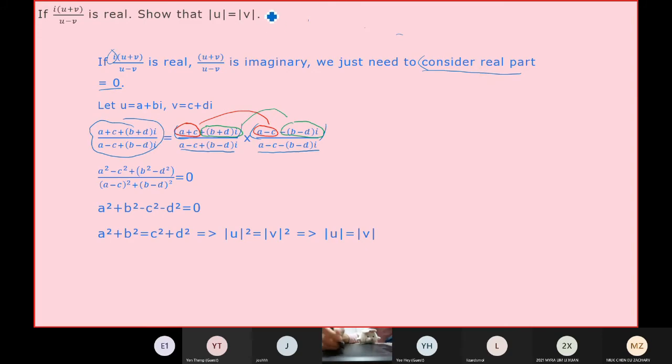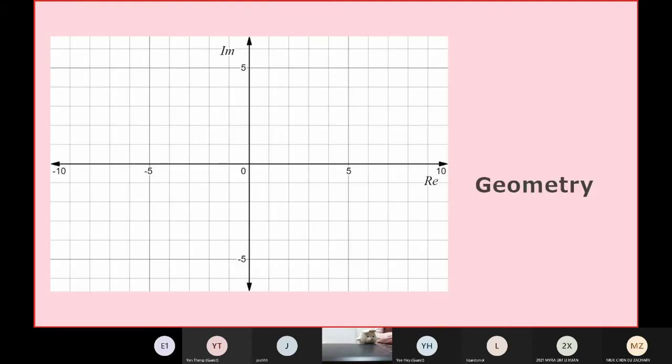How many marks was this question? 3 marks that you can gladly give away if you're good at the other questions. But you probably get some method marks along the way, maybe 1 or 2 method marks. So that is purely real and purely imaginary.